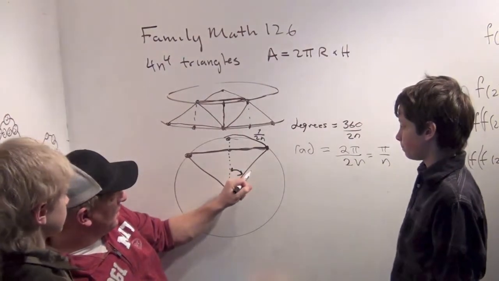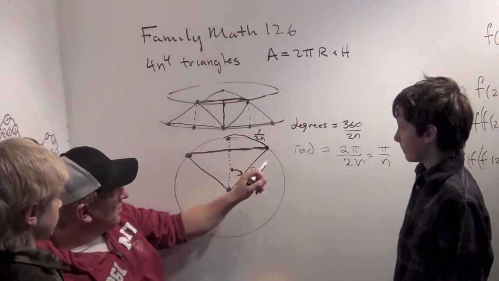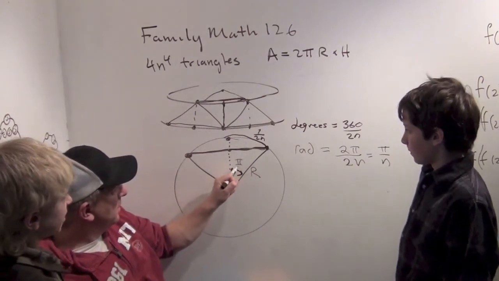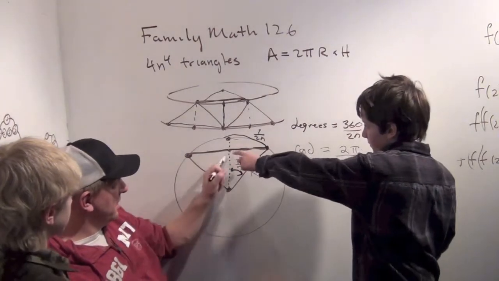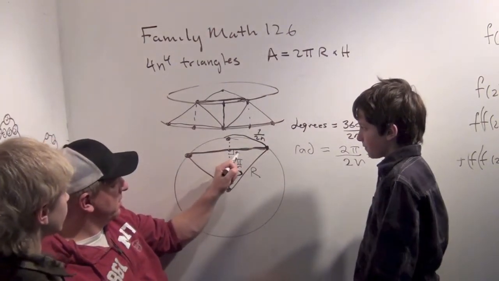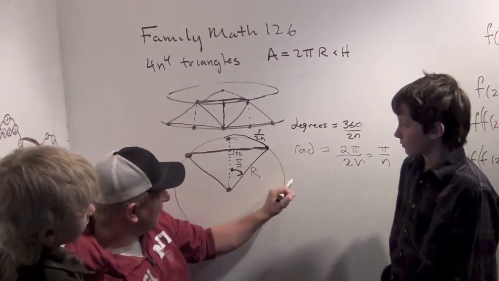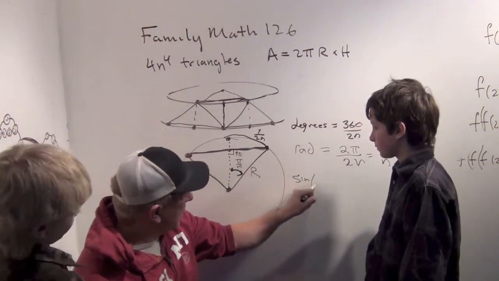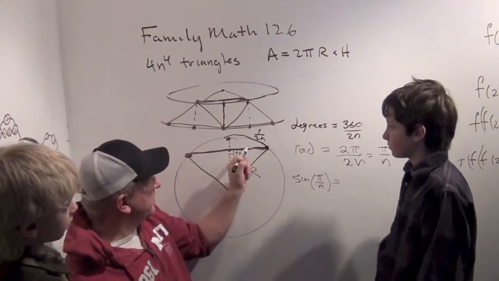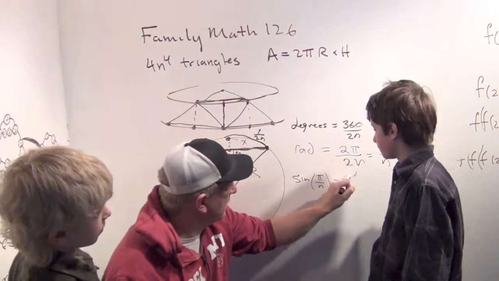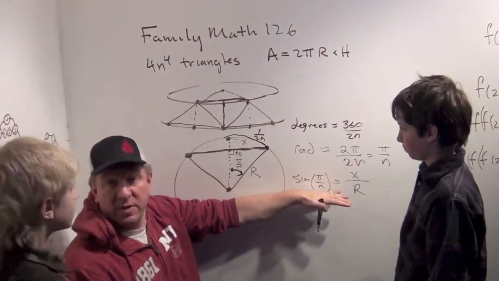Alright, so this distance here, we're going to figure out. Here's the radius of the circle. Here's my angle, which is pi over n. This angle is 90. It's a right angle. And so there's some formula from trigonometry that says sine of pi over n equals the opposite, this distance x that we're looking for, over the radius. This is a formula. Don't worry about what this means.